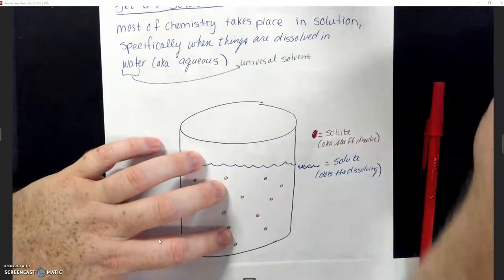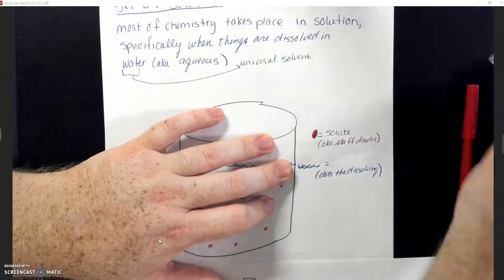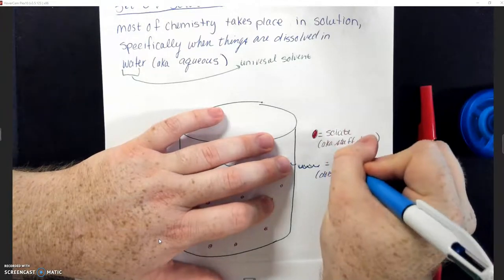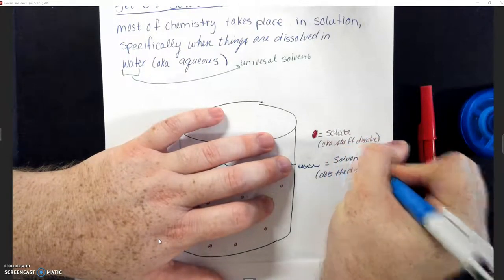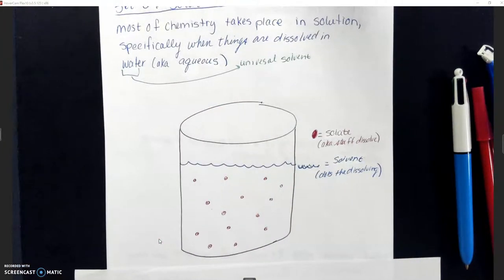Whatever the substance is that does the dissolving is called the solvent. Ooh, I made a mistake there. I apologize. Let's fix that. The stuff that does the dissolving is called the solvent. Okay. It's usually water, but it can be anything, as long as it's in an aqueous or liquid state.